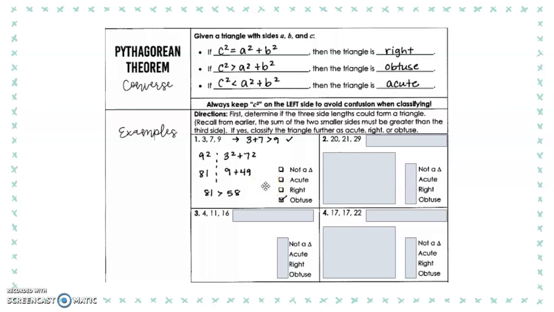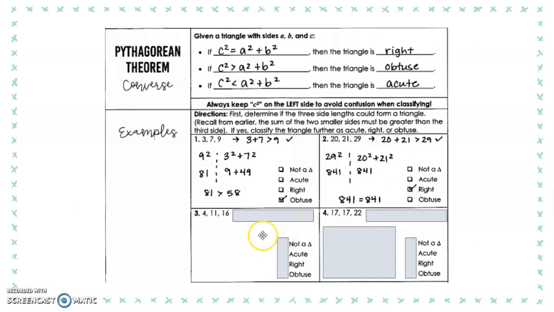Same thing for number 2. We're going to start with that triangle inequality theorem and see if a triangle is even formed. 20 plus 21 is definitely greater than 29. And then I'm going to set up my equation. So I have 29 squared on one side and I have 20 squared plus 21 squared on the other. I see that I have 841 and 841. Since those numbers do equal each other, my c squared equals my a squared plus b squared, and that means I have a right triangle.